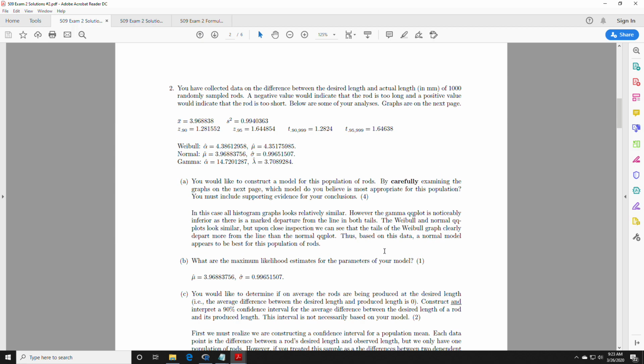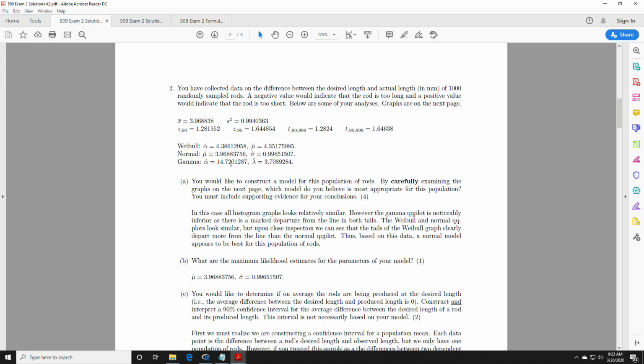Okay, another data analysis, reliability analysis example. This time we've got 1,000 rods, and the data is the difference between the desired length and the actual length of 1,000 rods. A negative value would indicate that the rod is too long, and a positive value would indicate that the rod is too short. So desired length minus actual length.